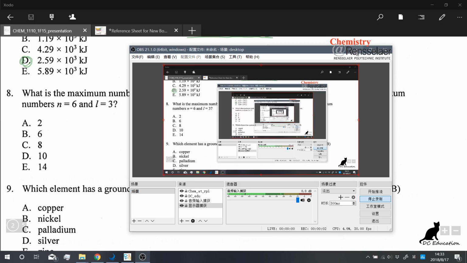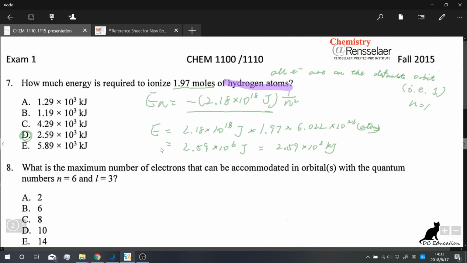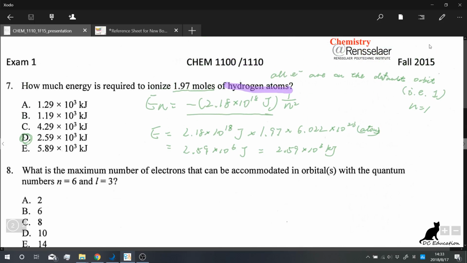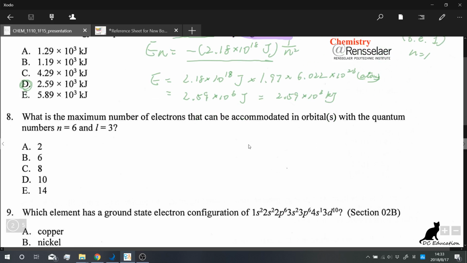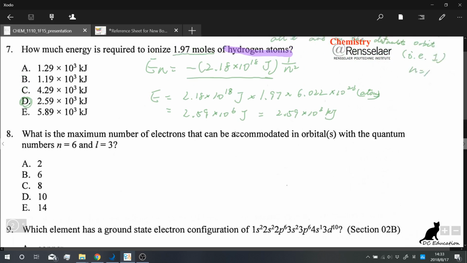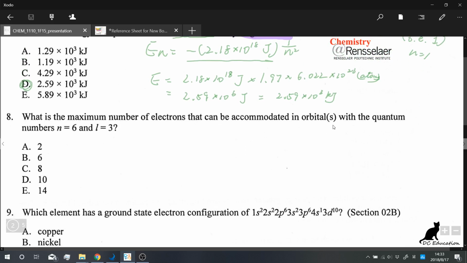Okay, so let's get to question number 8. Folks, we're still on exam 1 from 2015 fall semester, and we're doing question number 8. It says, what is the maximum number of electrons that can be accommodated in the orbit when the quantum numbers are n equals 6 and l equals 3?